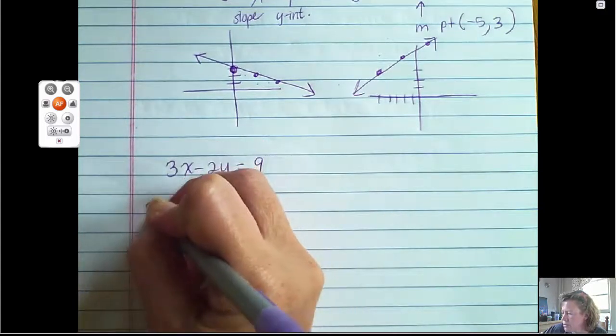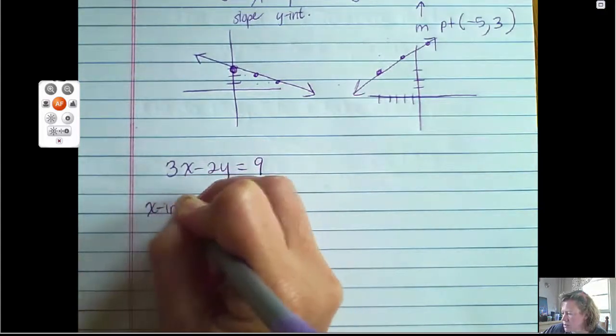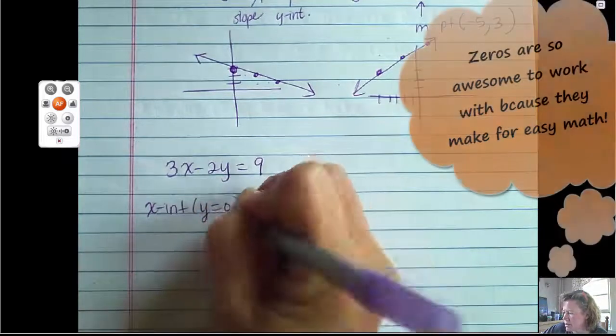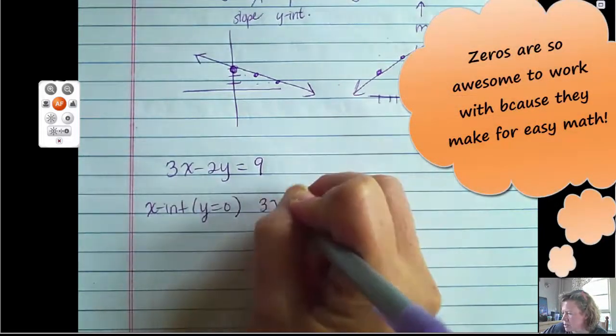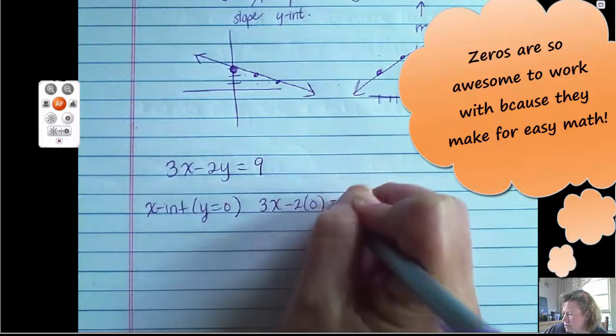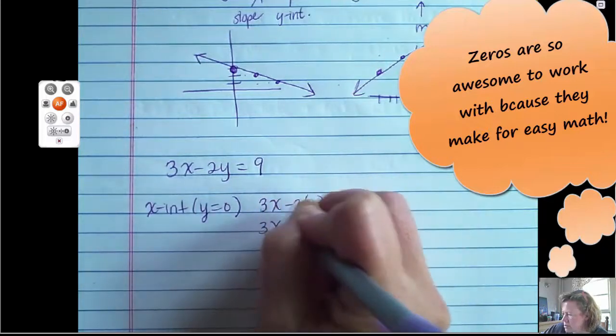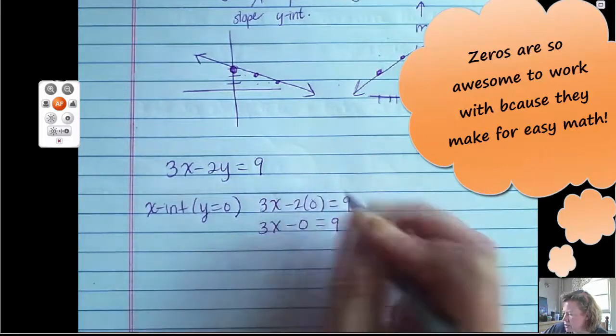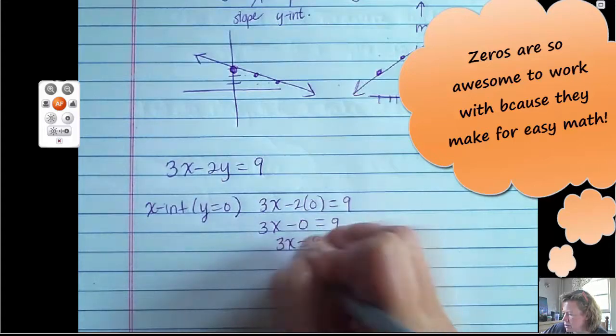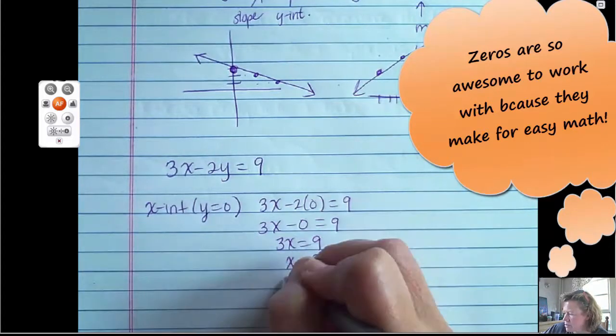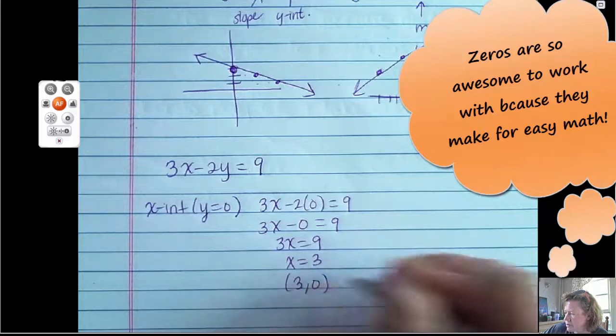So you can find your x-intercept by replacing y with 0. So here we would say 3x minus 2 times 0 equals 9. 3x minus 0 equals 9. 3x is 9, so x is 3. So the x-intercept of this graph is 3, 0.